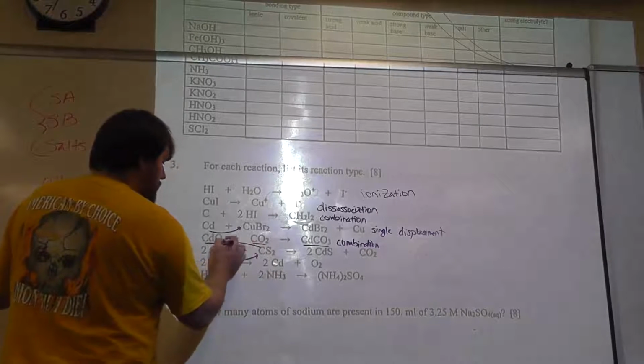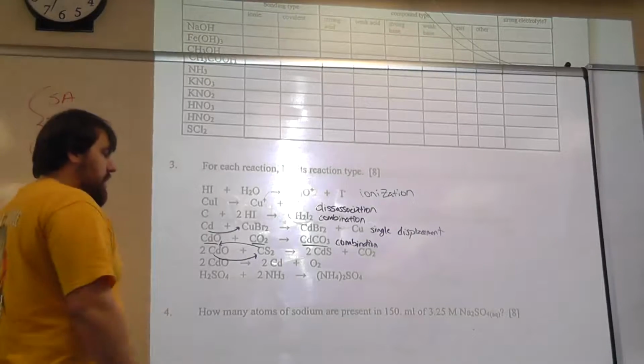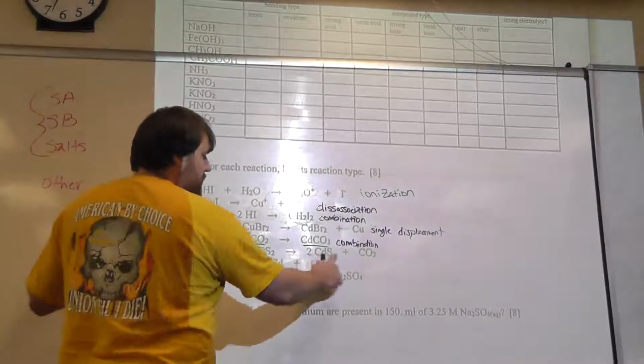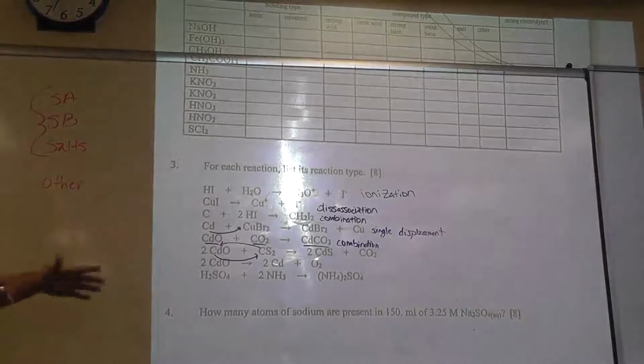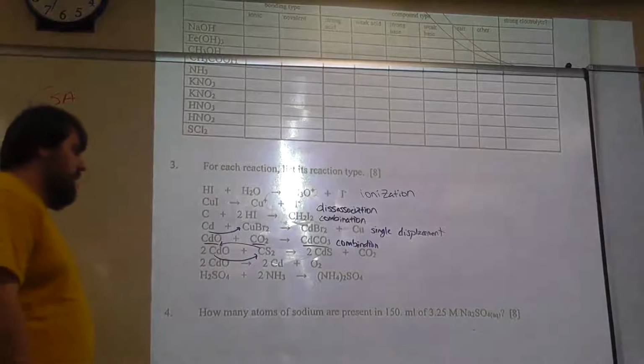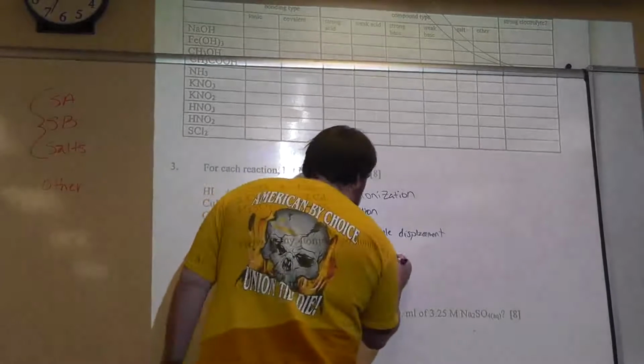Cadmium, carbon switching. Right? The anions didn't, nothing happened with the anions. We didn't change, right? Nothing compound-wise changed. You didn't make a carbonate or anything like that. You just switched your metals there. So that's going to be a double displacement.